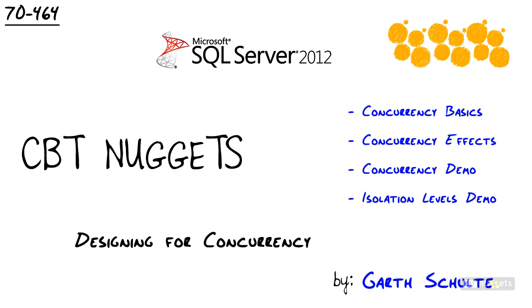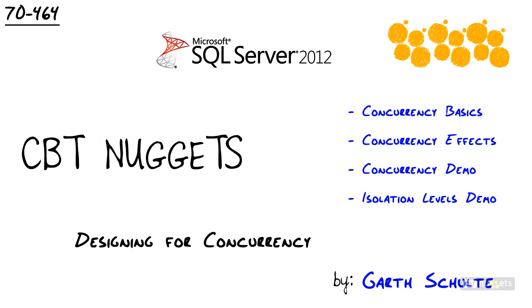Designing for concurrency. In a previous nugget, designing lock granularity, we were way down in the details of how SQL Server issues locks, the different kinds of locks, how we manage locks, and how we deal with blocking and deadlocking. Concurrency related stuff. This nugget's going to take a step back and look at the overall concurrency picture. What is concurrency? What is a transaction?